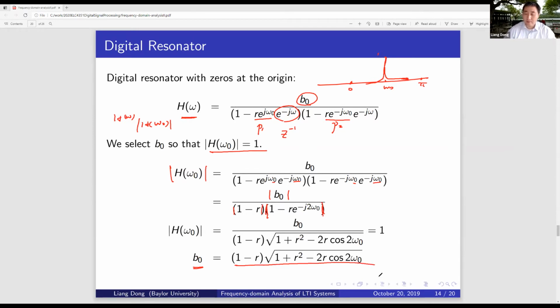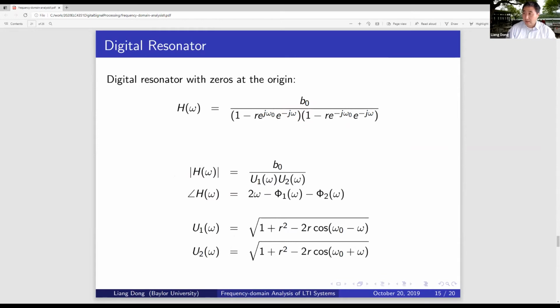It's a real value. And then I want to check if my digital resonator really does its job, to resonate at a frequency omega 0. I defined my filter H omega, so H omega is in this form. I defined two functions, U1 omega and U2 omega. Each one is this in this parenthesis.